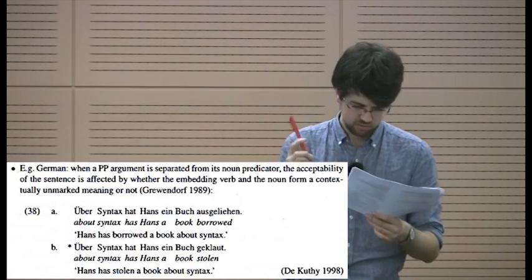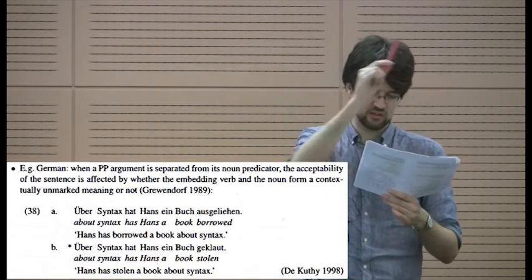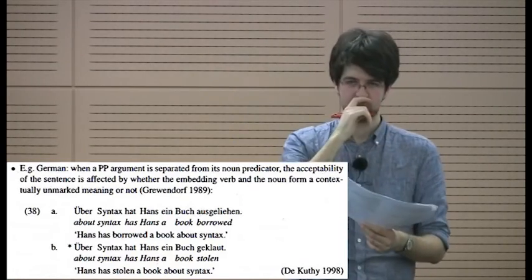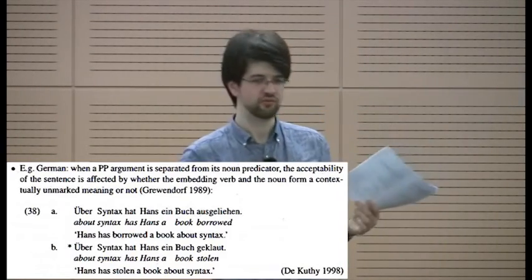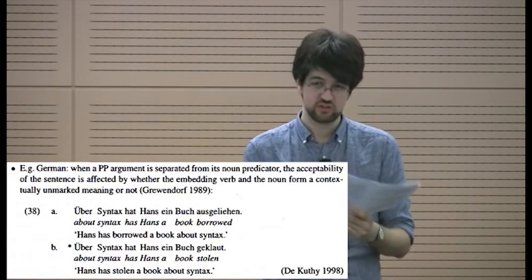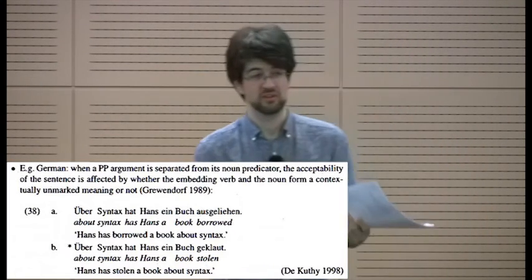So in 38, I'm not going to attempt the German because I'll embarrass myself, but we have "about syntax has Hans a book borrowed," right? So it's the book about syntax that he's borrowed, but the "about syntax" has been sort of fronted. And this is okay. But if we have the same sentence but with stolen instead, "about syntax has Hans a book stolen," this is supposed to be bad.